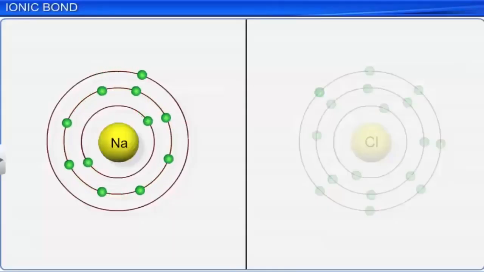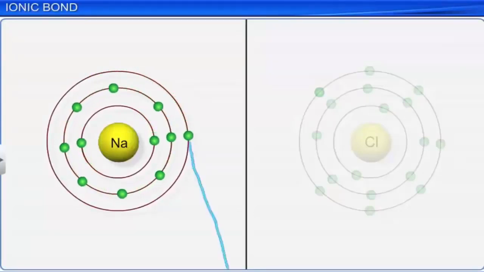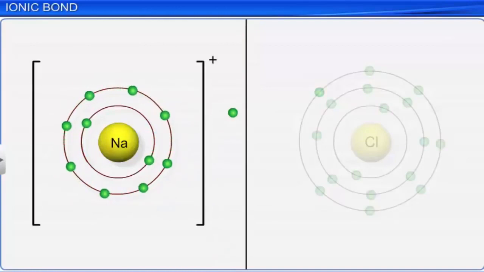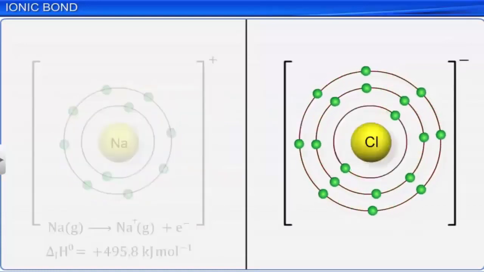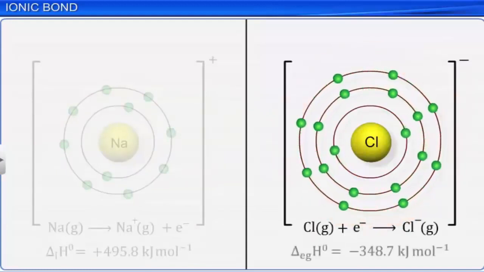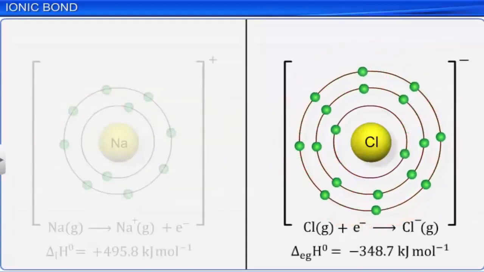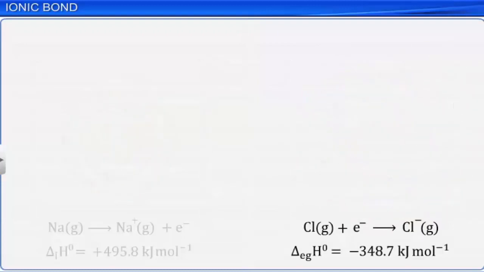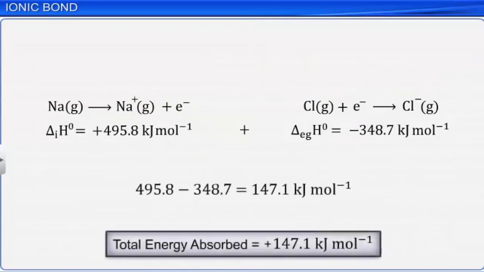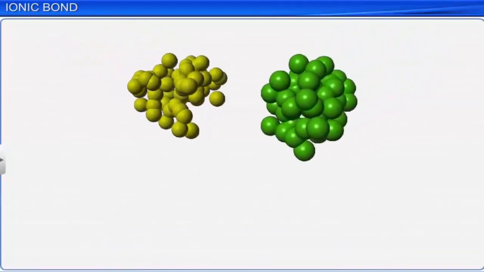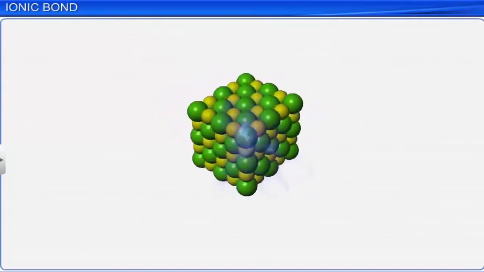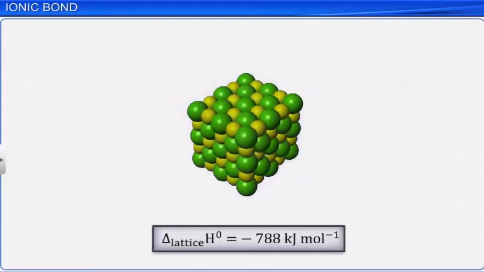For example, in the gaseous state, the ionization enthalpy for the formation of Na+ from sodium is plus 495.8 kJ per mole, while the electron gain enthalpy for the formation of a chloride ion is minus 348.7 kJ per mole. The sum of the two, which is 147.1 kJ per mole, is positive. But this is compensated by the energy released during the formation of the crystal lattice of sodium chloride, which is minus 788 kJ per mole.